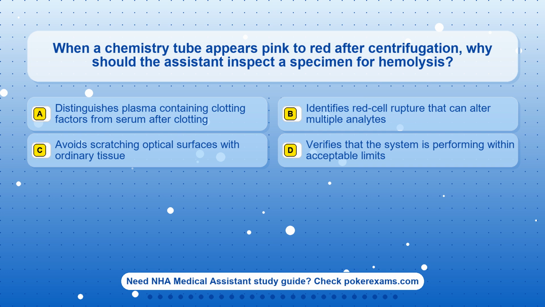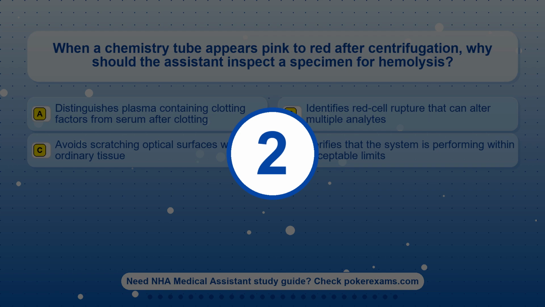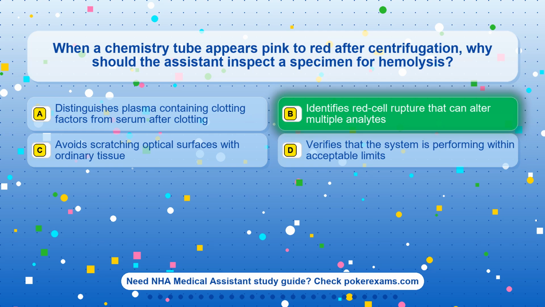Option B. Identifies red-cell rupture that can alter multiple analytes. Option C. Avoids scratching optical surfaces with ordinary tissue. Option D. Verifies that the system is performing within acceptable limits. The correct answer is option B. Identifies red-cell rupture that can alter multiple analytes.